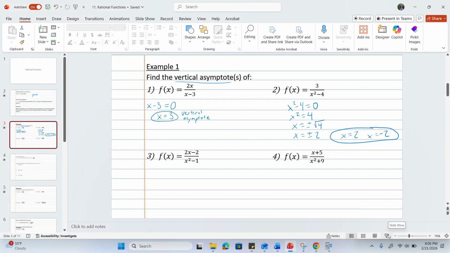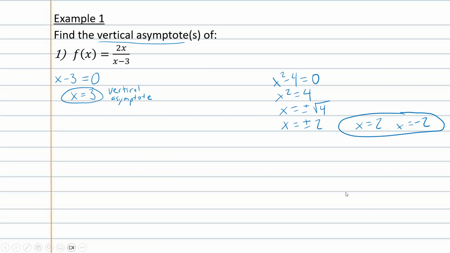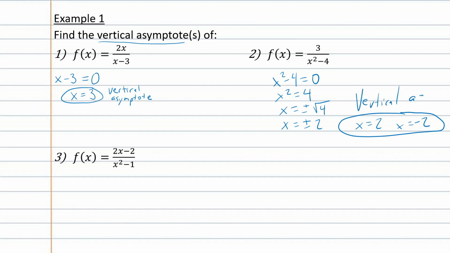Now you can graph the other two after we're done with them, but let's go ahead and solve them for the vertical asymptotes in these. So here, the first one we had a vertical asymptote at x equals 3. The second one, we had two vertical asymptotes, one at x equals 2 and one at x equals -2. Now let's look at the next one.